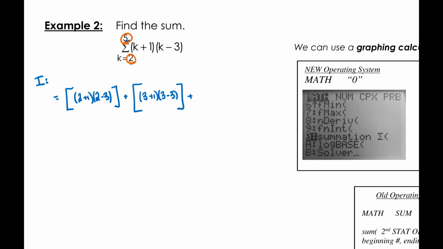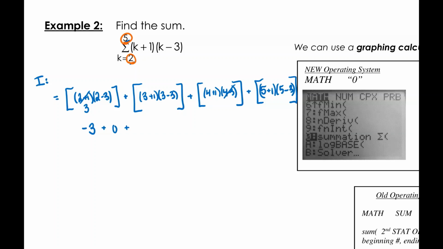And then my next one is when k is 4. So 4 plus 1 times 4 minus 3. And then lastly, with the fifth, 5 plus 1 times 5 minus 3. And you can see what a real pain this is for the more terms that you have to write out. Okay, so notice that I get 3 here and -1, so I get -3 from the first one. And then I get 4 times 0, so that's just 0.